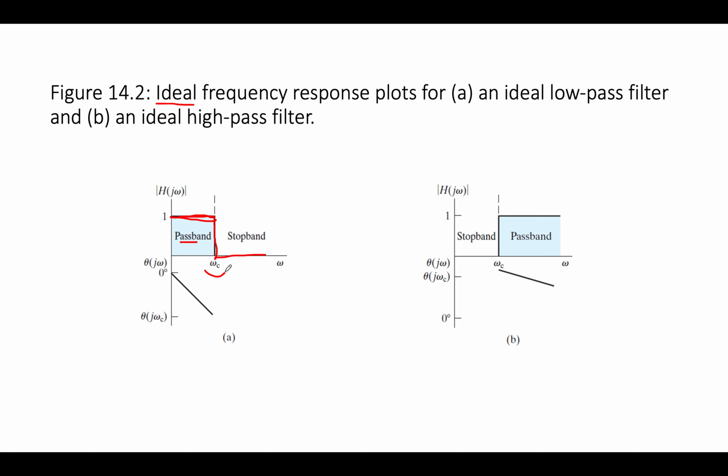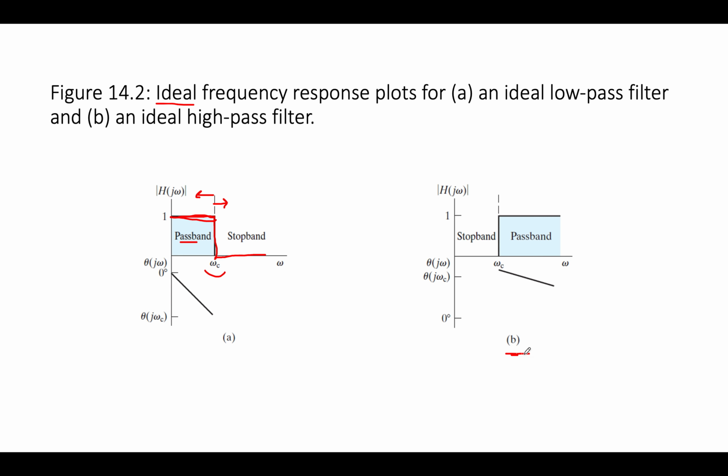Omega C is defined as the cutoff frequency. It's the frequency at which you transition from the pass band to the stop band. As we said, in an ideal filter, this is an instantaneous transition. We can't actually build or realize an ideal filter. In fact, you can't even simulate an ideal filter, but you can get close. This is referred to as a low pass filter because it is passing frequencies that are below the cutoff, and it is stopping frequencies that are above the cutoff. So this is an ideal low pass filter here in figure A.